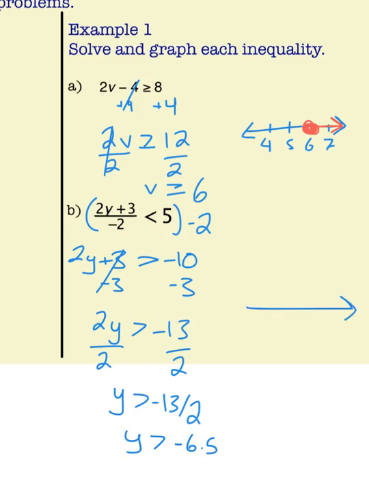So then when we do our number line to graph, I have negative 7 and negative 6, and negative 6.5 is right in the middle. So circle on negative 6.5, it is not equal to, so I do not shade it in, and y is greater than, so the arrow points to the greater numbers.